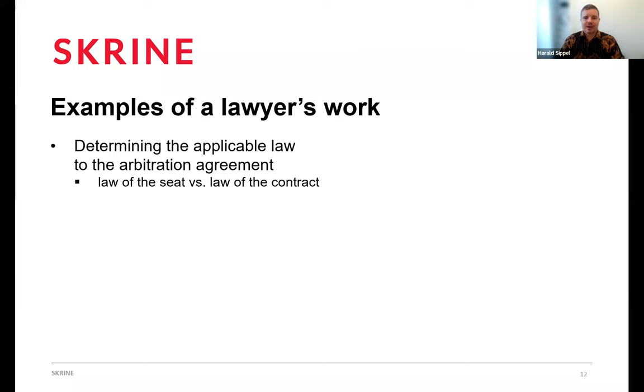Sometimes it's necessary to determine the law applicable to the arbitration agreement. I will not get into details here because we don't have enough time, but I want to highlight that in principle, there are two approaches. Some people say it's the law of the seat of the arbitration, and others say it's the law of the contract. When I say some people, I should rather say some courts. The courts of some countries say it's this, the courts of some countries say it's that.